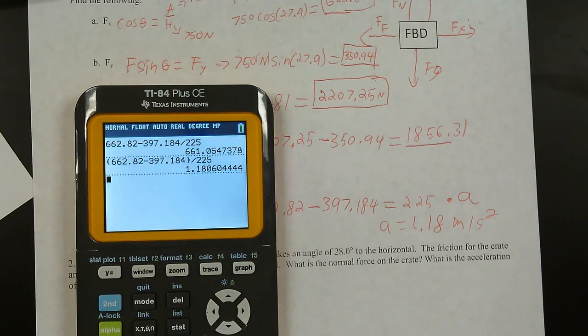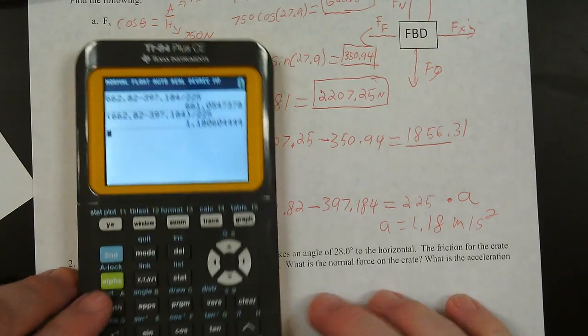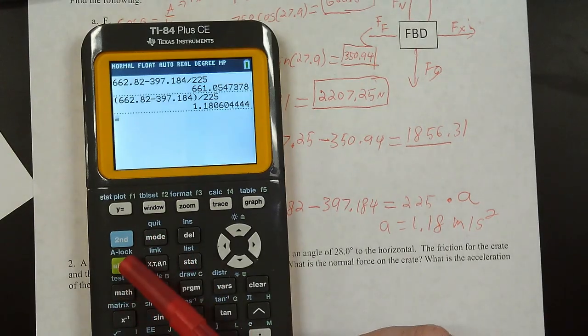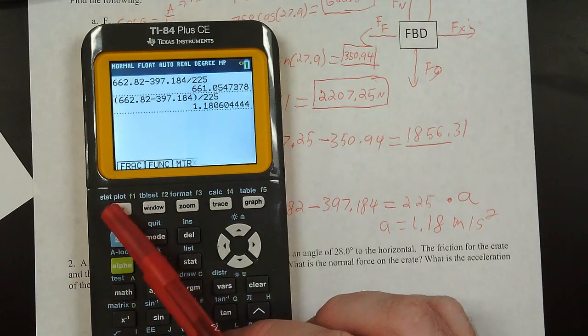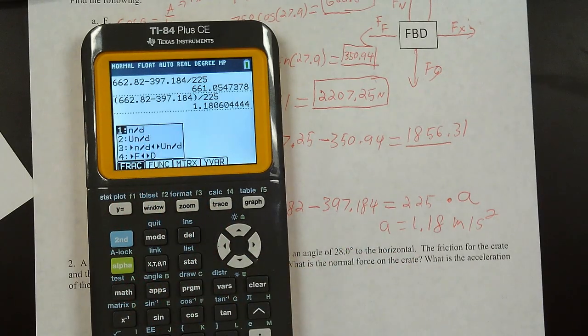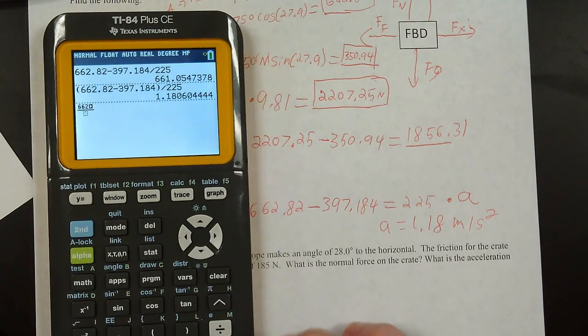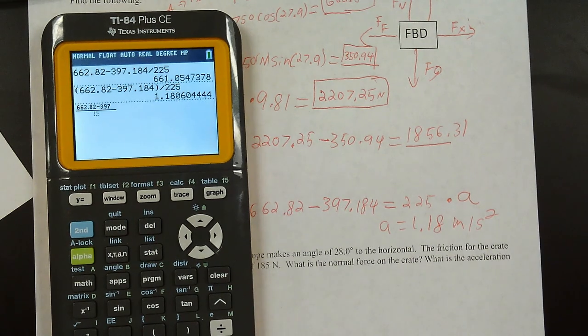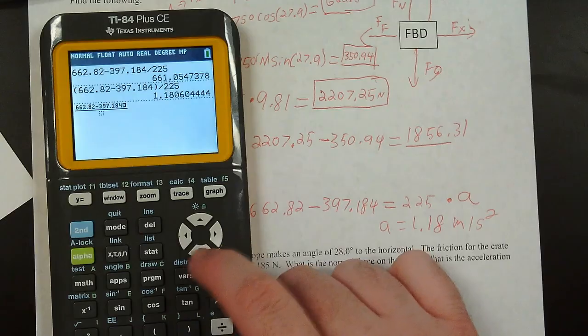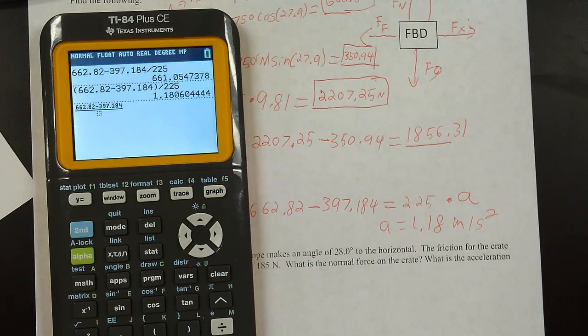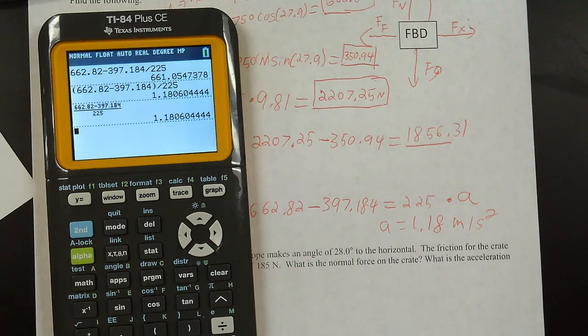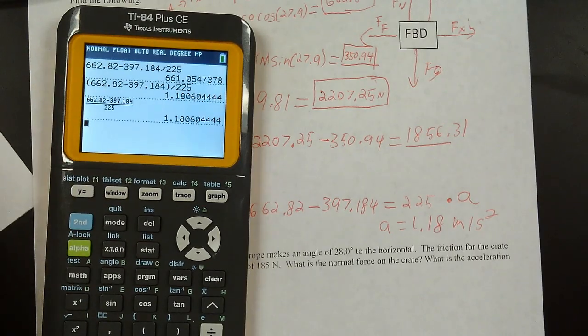Something else you can do in the calculator, if you don't like using the parentheses, is use the fraction bars. If I hit this green alpha button, and then hit the y equals button, it pops up this little menu. If I hit 1 or enter, it gives me a fraction bar. If I then do 662.82 minus 397.184, and then divide in the denominator by 225, oh hey look, it's the same number, because that's the actual order of operations we want. Be very careful with that.